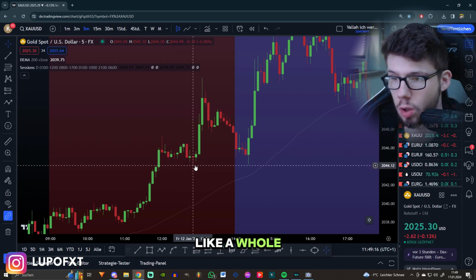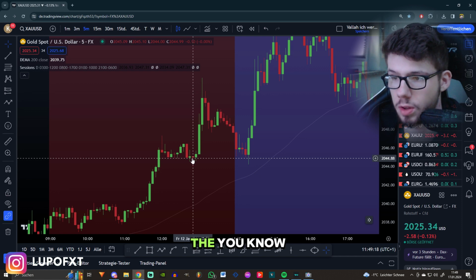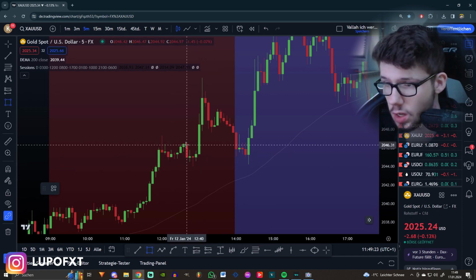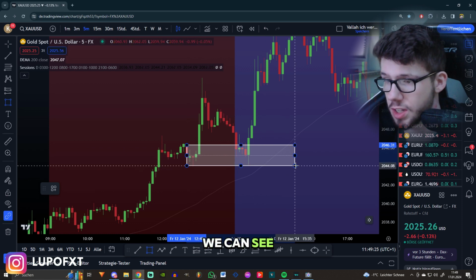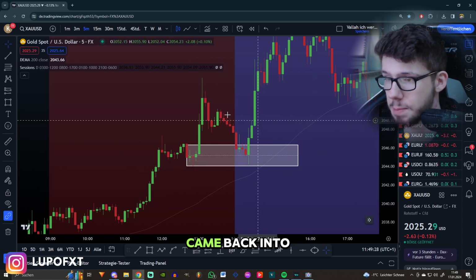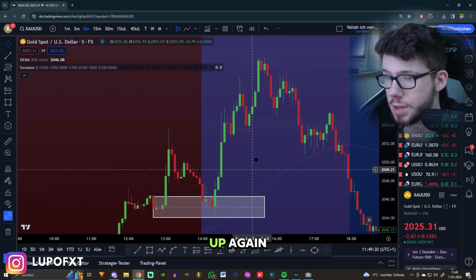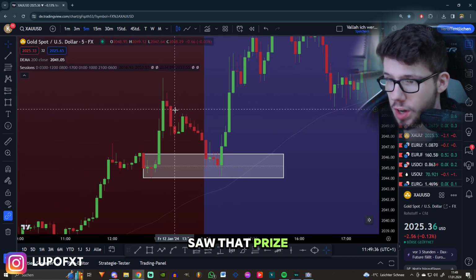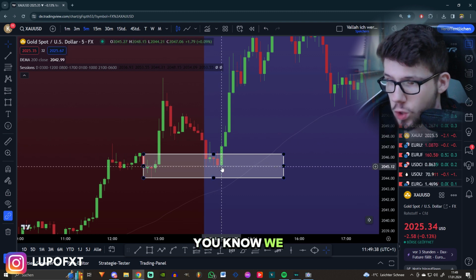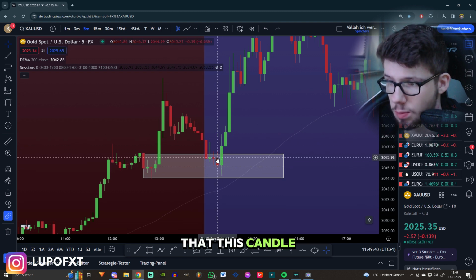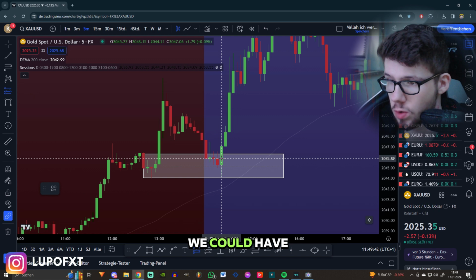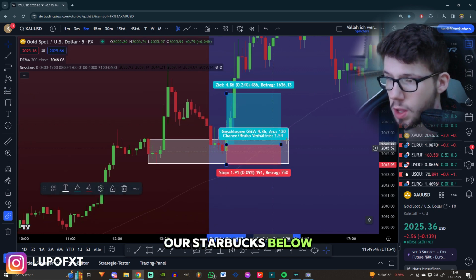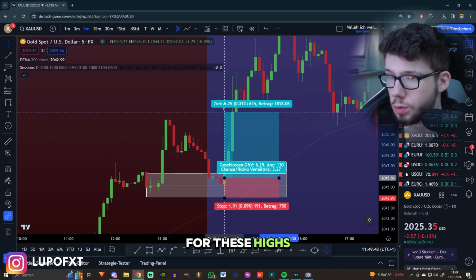Sometimes I take a whole block out of the price, maybe the 1, 2, 3 candles that I can see here, and mark it up as a zone. If we did that, we can see that price ultimately came back into that zone and traded up again. And we could have taken entries all over here, for example. If we saw that price came down like this, we shot up, and the moment that this candle broke this candle here, we could have entered the trade right here, put our stop loss below, and aim for these highs.